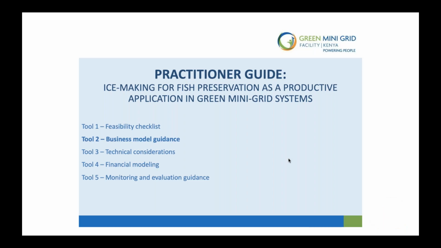So the second tool in the practitioner guide is business model guidance. The purpose of this tool is to help figure out what is the most appropriate model for an ice making productive use application. For example, is there an existing ice making machine already that just needs to be upgraded and connected to the mini grid? That's a very different story to working with an individual or a group to set up a brand new ice making enterprise.